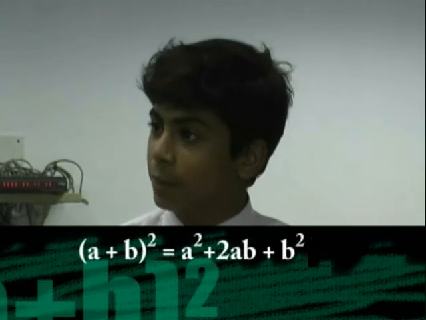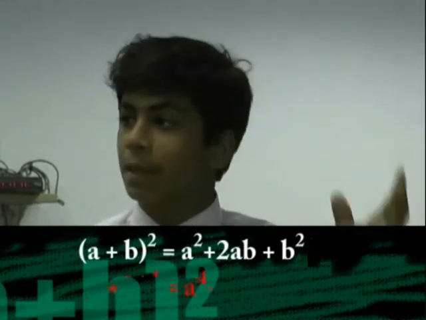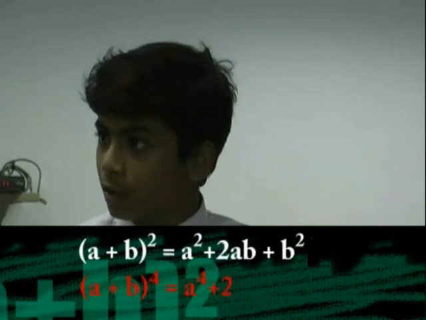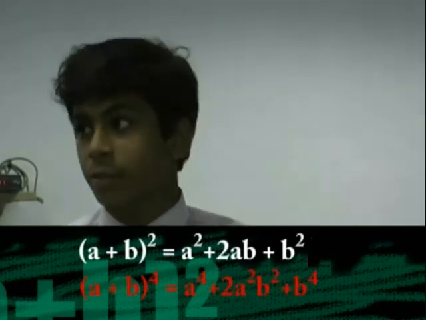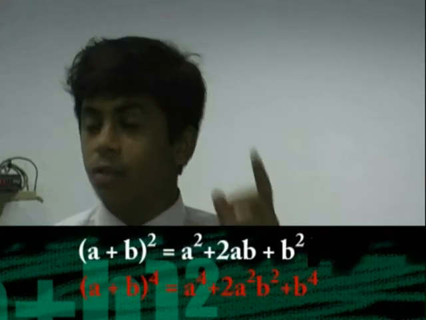Yes, ma'am. If a plus b whole square is a square plus 2ab plus b square, if 4 is a multiple of 2, it obviously becomes a to the power of 4. And in case of whole square, it's 2ab, so here it becomes 2a square b square. And over there it was b square, so if 4 is a multiple of 2, then obviously it should be b to the power of 4.